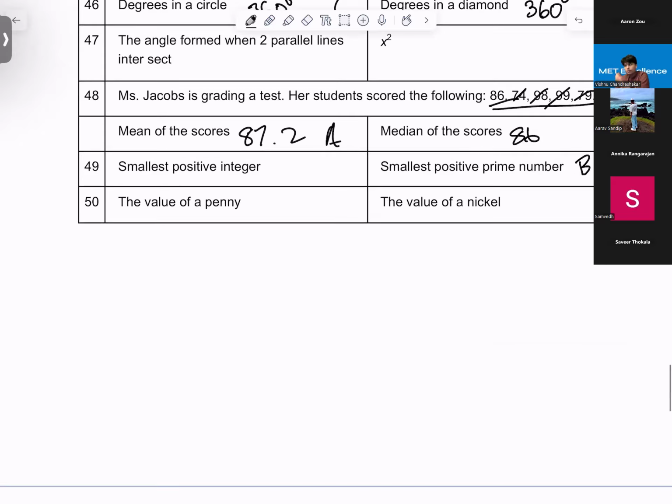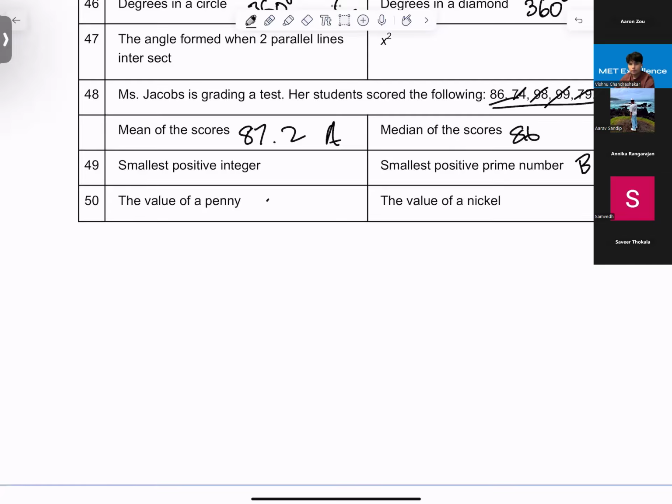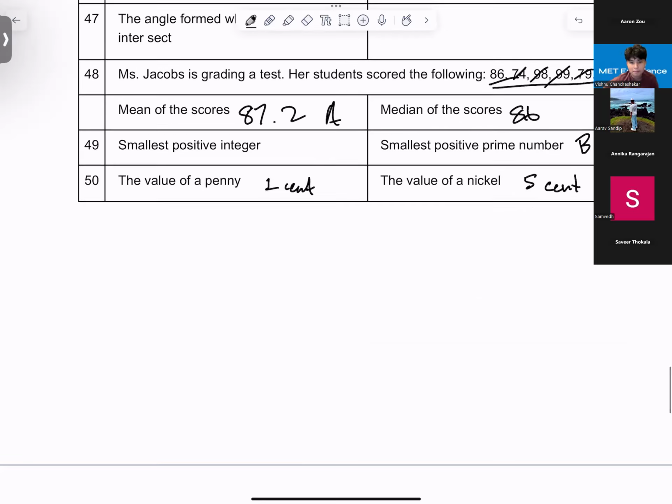All right, you all should know that a penny is 1 cent. Okay, it's okay if you don't know what the value of a nickel is. I don't know either. Yeah, you'll find out one day. It's 5 cents, so it's clearly B here.